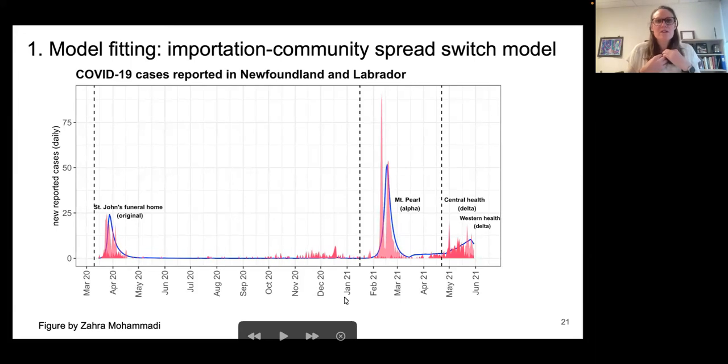The model that's fit here, I call it the importation community spread switch model, because sometimes you're just fitting an importation model and other times you're fitting a community spread model. And so the dashed lines here represent where we actually make the initial condition for the community spread model so that community spread can actually happen. So that happens early on. We have an outbreak at the funeral home, a community outbreak.